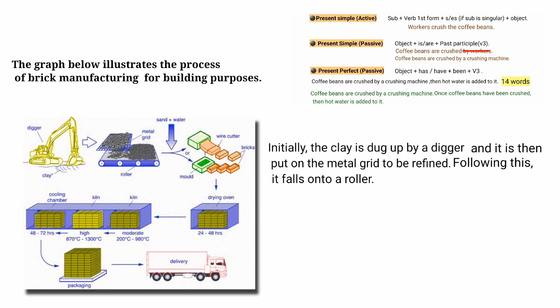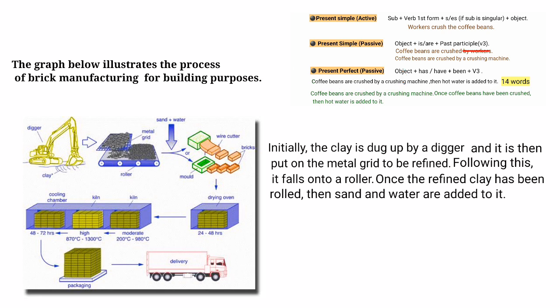See, I have written three steps respectively so far. Now I would try to increase the word range by applying present perfect passive. Like, once the refined clay has been rolled, then sand and water are added to it. See, we have written this step here and then repeated it here but in a different structure.